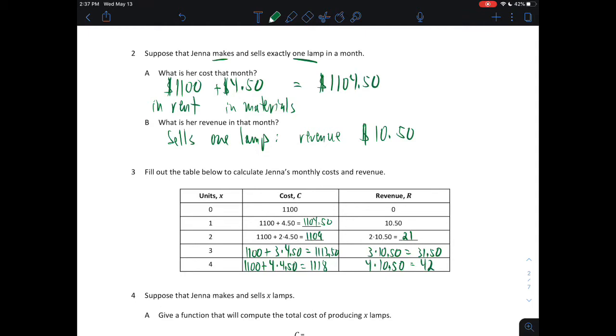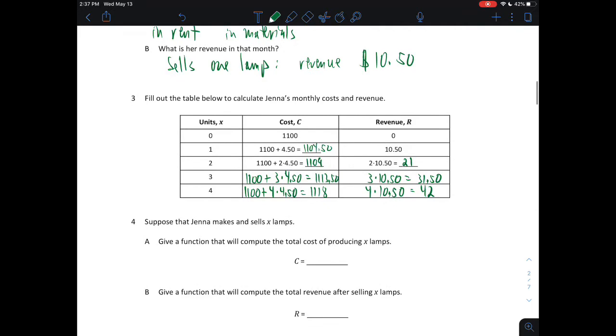Okay, so now number 4. Suppose that Jenna makes and sells X lamps. This is the point of algebra. You just did some things thinking about 1 lamp, 2 lamps, 3 lamps, 4 lamps. But now what if it was just any amount of lamps? X. Part A, give a function that will compute the total cost of producing X lamps. And this is also just like what we saw in lesson 11.1.2. Take a look at the middle column where we were calculating the costs, and just notice where the numbers were changing.